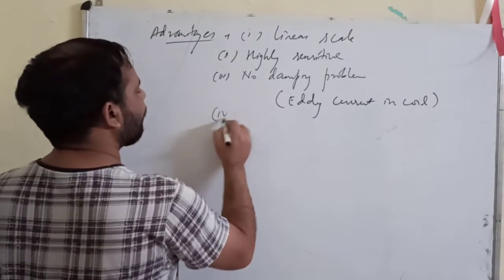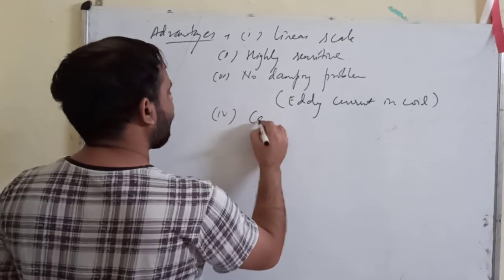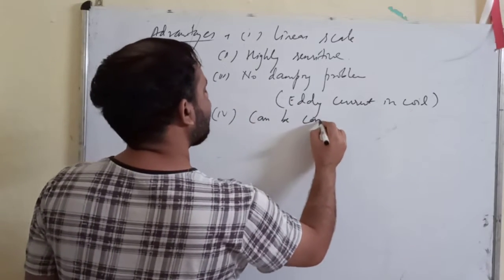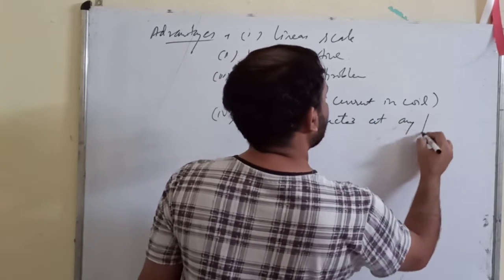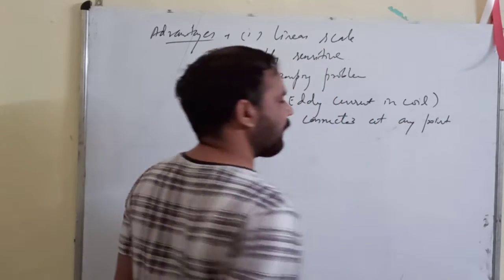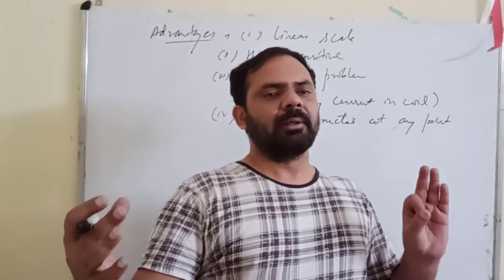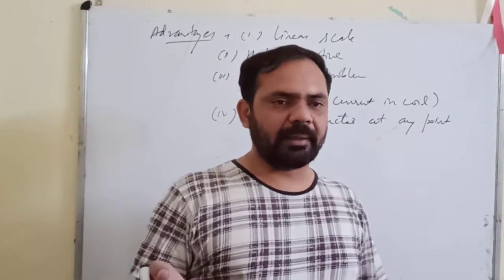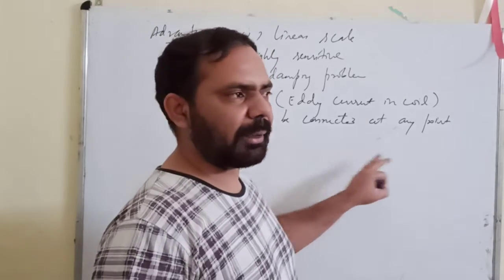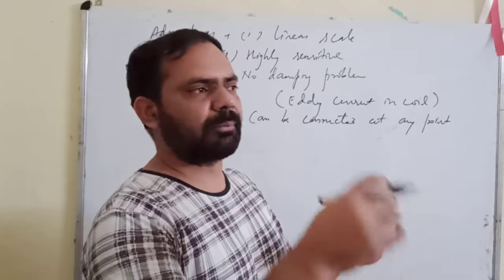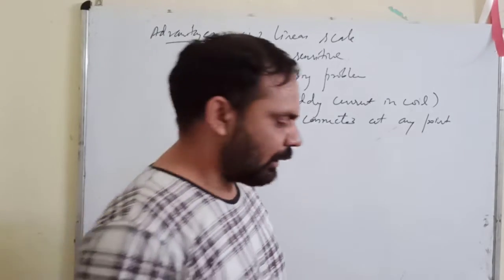There is one more advantage, that you can connect the galvanometer at any point or any position inside the circuit. There is no positive or negative inside it. T1 can be connected to the other end and T2 can be connected to the first, which means you can reverse the terminals of the galvanometer inside the circuit. It has no such problem.